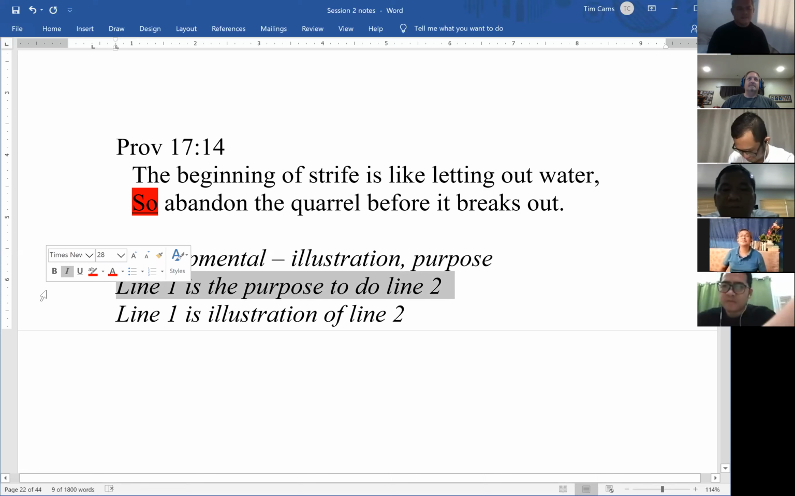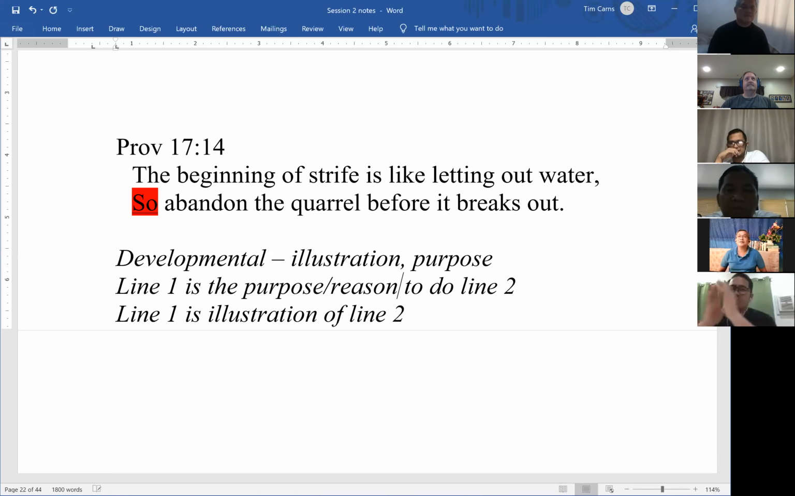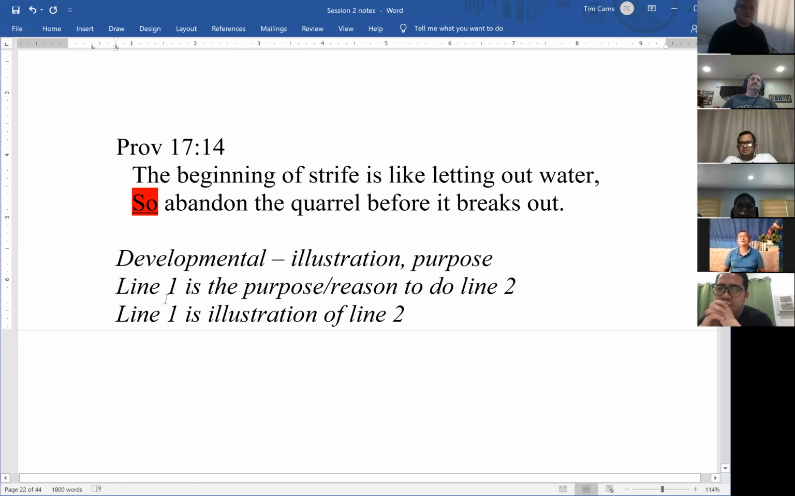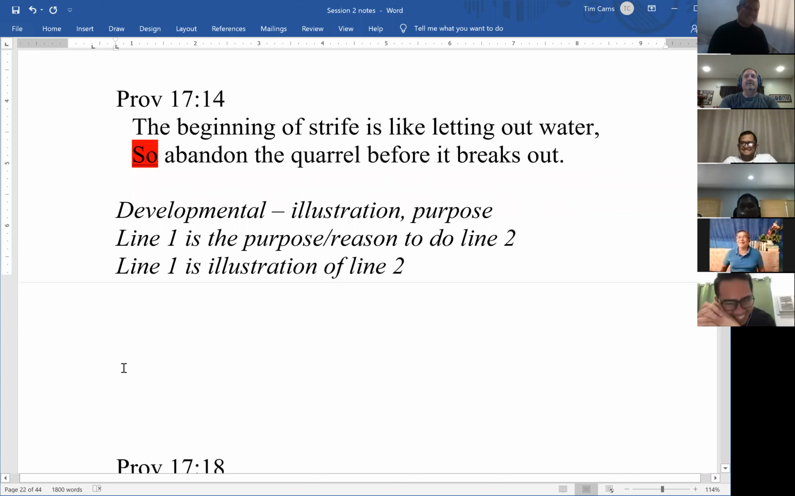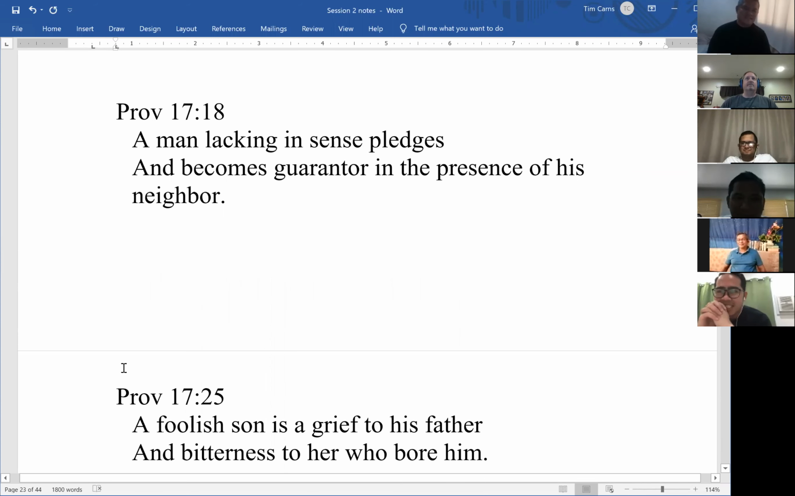Pastor Charlie is saying maybe it's reason. Or reason, yeah. Purpose or reason, the same idea. Yes, our silent scholar, I think, is correct. Okay, very good. Let's do a couple more, and then we'll dive into Psalm 99, see how far we get.